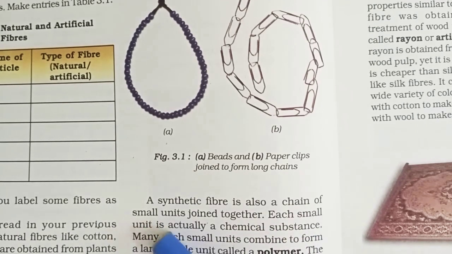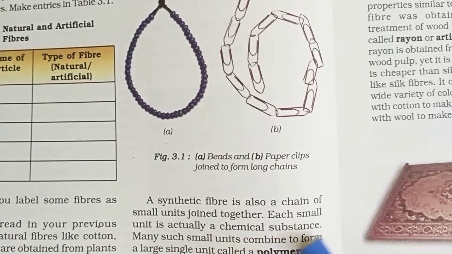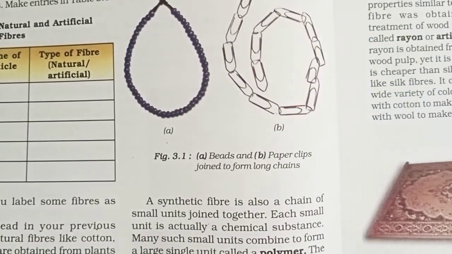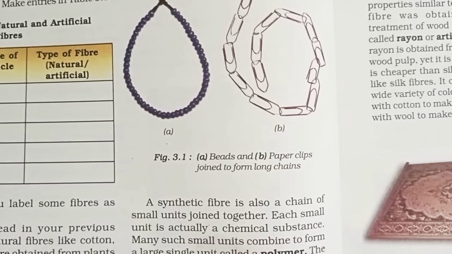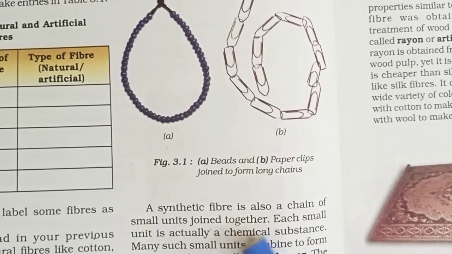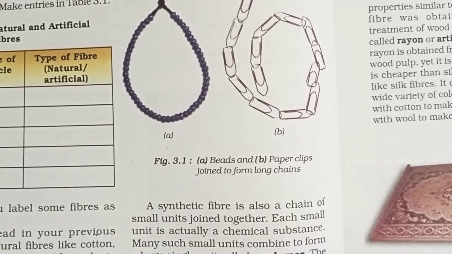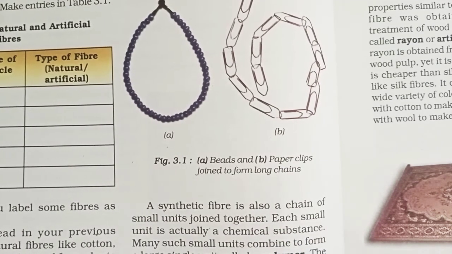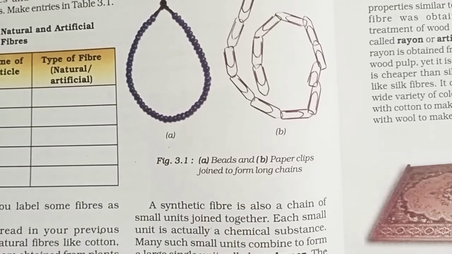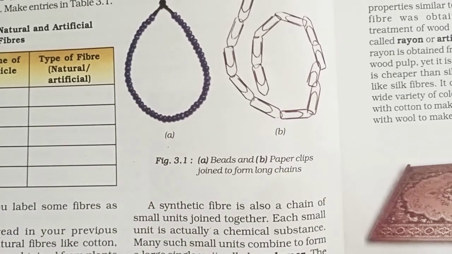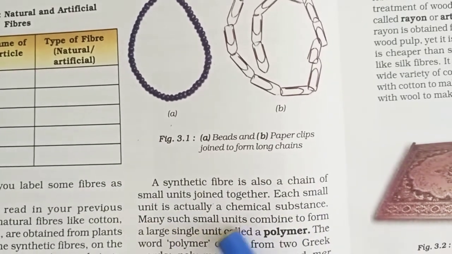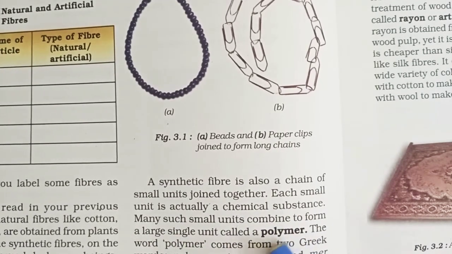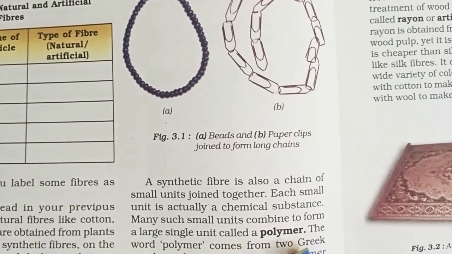Each small unit is actually a chemical substance here. See, instead of beads or paper clips, in a synthetic fiber, each unit is a chemical substance. That means so many such small chemical substances are joined together to form a synthetic fiber. So, many such small units combine to form a large single unit called a polymer.